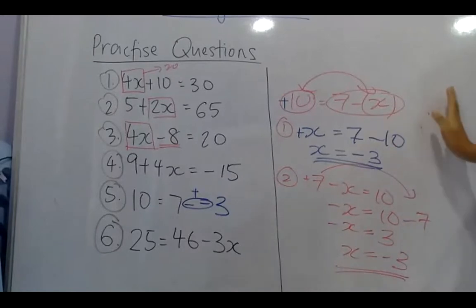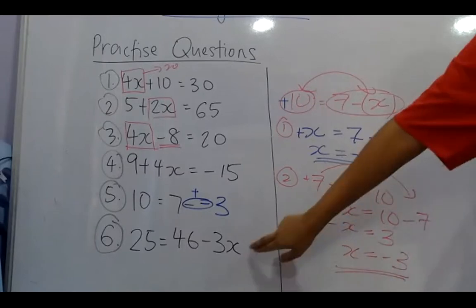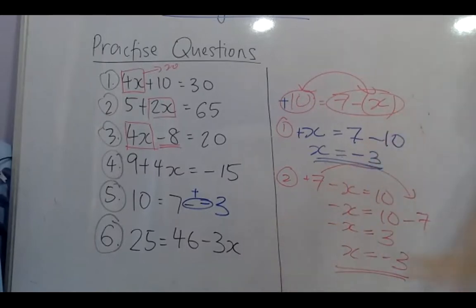Okay, with that being said, try number 6. Number 6 is also similar, but instead of x, it's now negative 3x. So try with the similar method. You can do either method 1 or method 2.